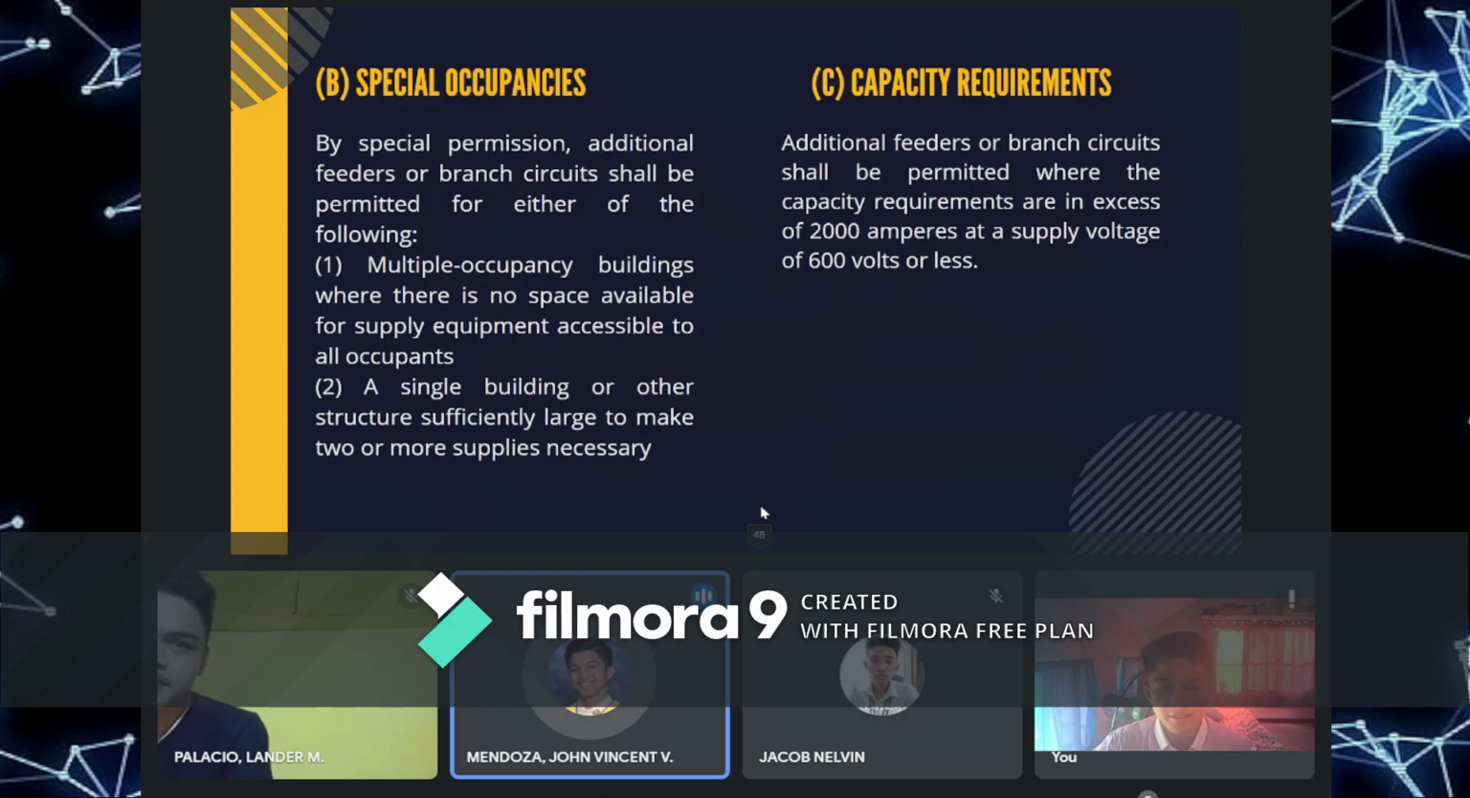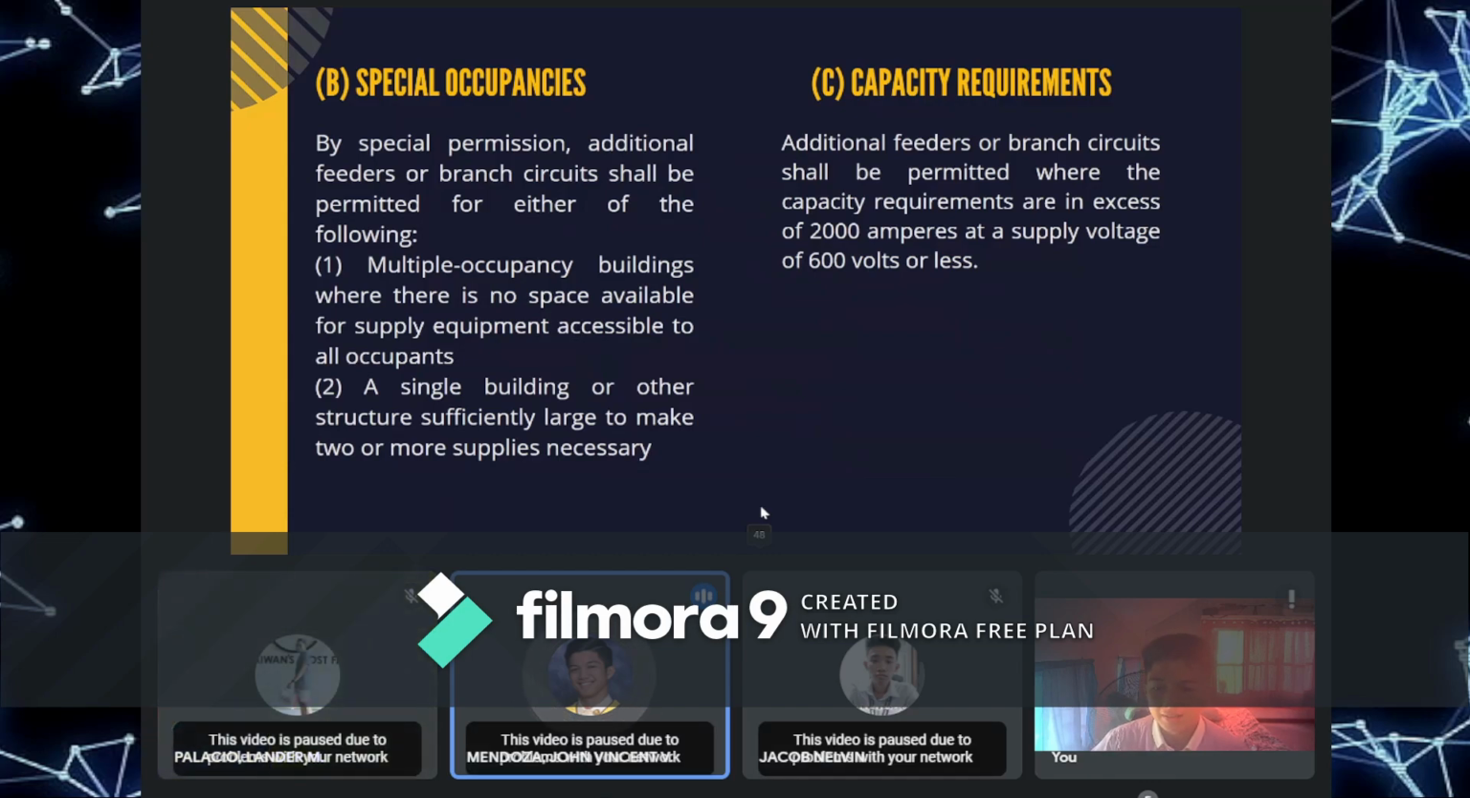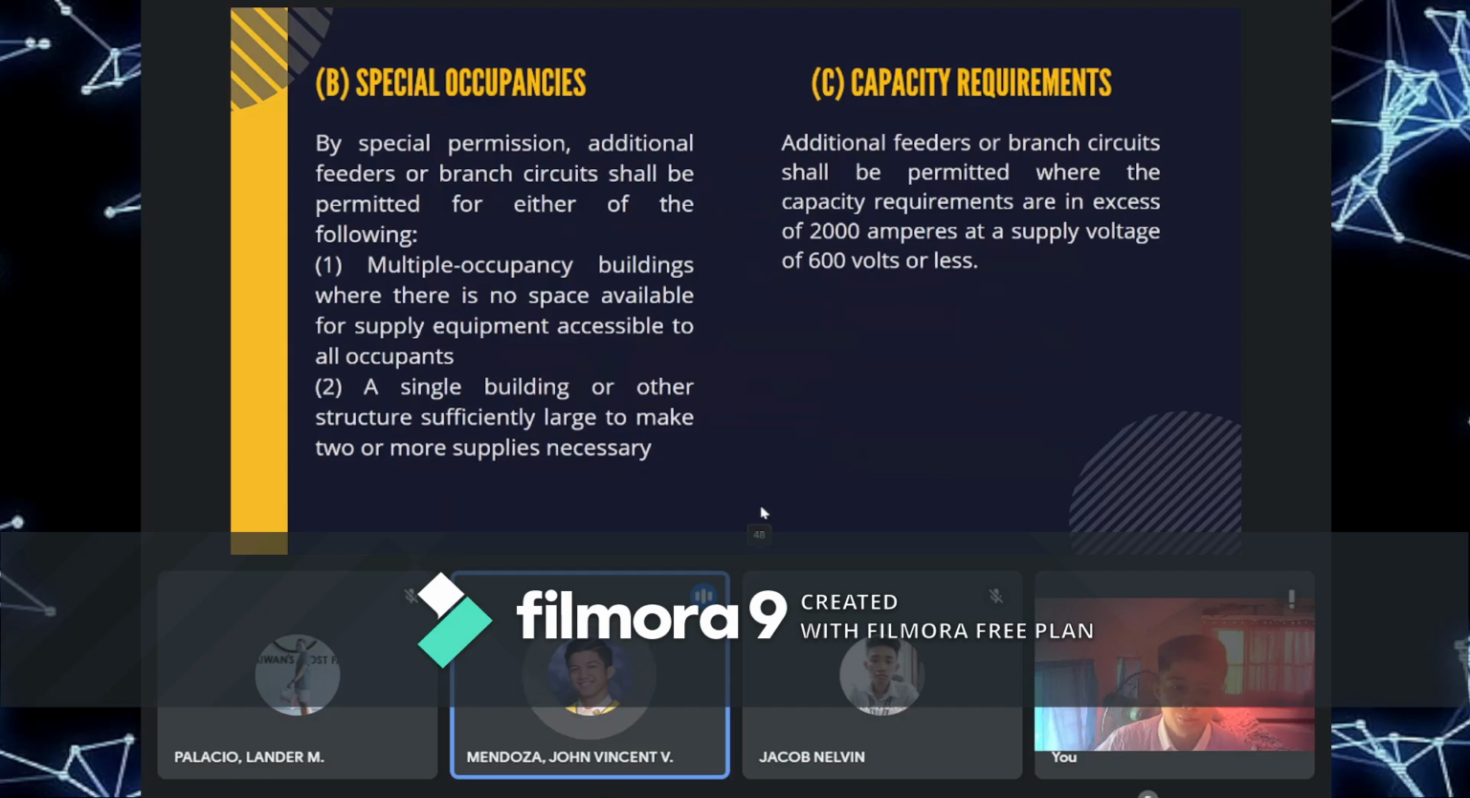So sa letter C naman, capacity requirements. Additional feeders or branch circuits shall be permitted where the capacity requirements are in excess of 2,000 amperes at a supply voltage of 600 volts or less. Mali pala. Ang sabi dito, pwede tayong mag-add ng another feeder kung saan yung load natin ay nag-exceed ng 2,000 amperes at a supply na 600 volts or less. Ito yung mga building na malaki yung lot area or matataas yung konsumo nila sa kuryente. Next.